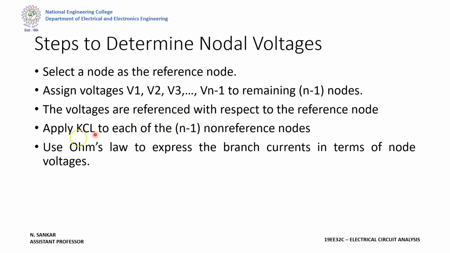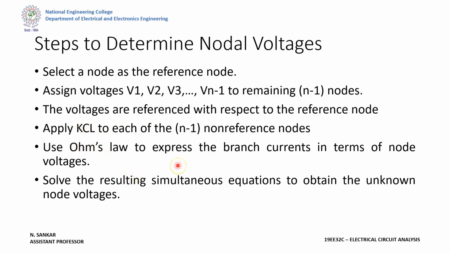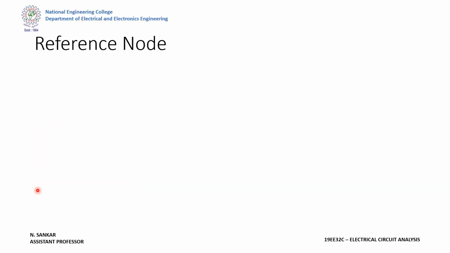Okay. So next point is we have to use Ohm's law, because we are using Kirchhoff's current law in order to express the current in terms of voltage. We are using Ohm's law here, that is V is equal to IR, that is I is equal to V by R. So instead of current, we are replacing that by nodal voltages. After that, we come up with simultaneous equations and solve them to find the unknown voltages. So these are the steps we will follow to determine the nodal voltage. So let us take an example and follow the same.